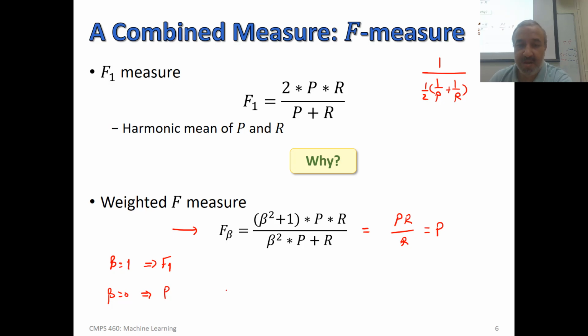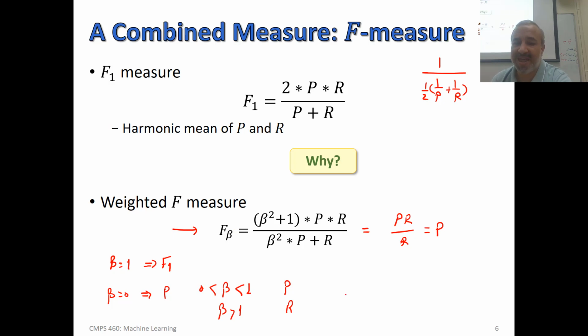So in general, beta is between 0 and infinity actually. Okay, we don't put beta with minus. When beta is between 0 and 1, we are favoring precision, to the extent that when beta is 0, that's the limit, it will be purely precision. In between, it will be more precision than recall. If beta is greater than 1, we are favoring recall, to the extent that when beta is infinity, and you can do that yourself, you'll find that the F measure will be just R, just recall, when beta is infinity.